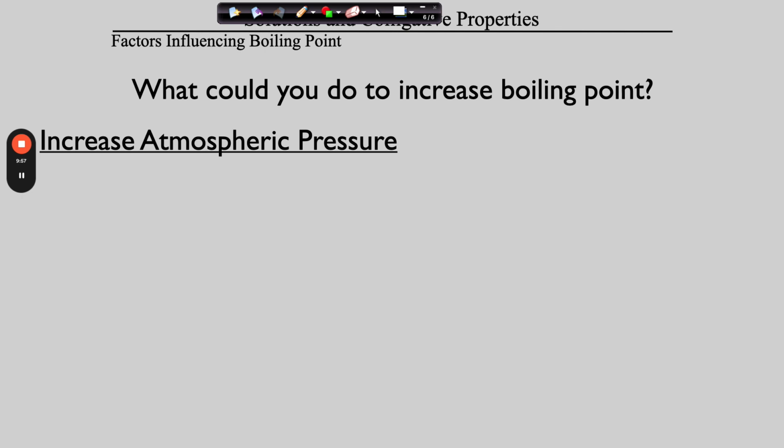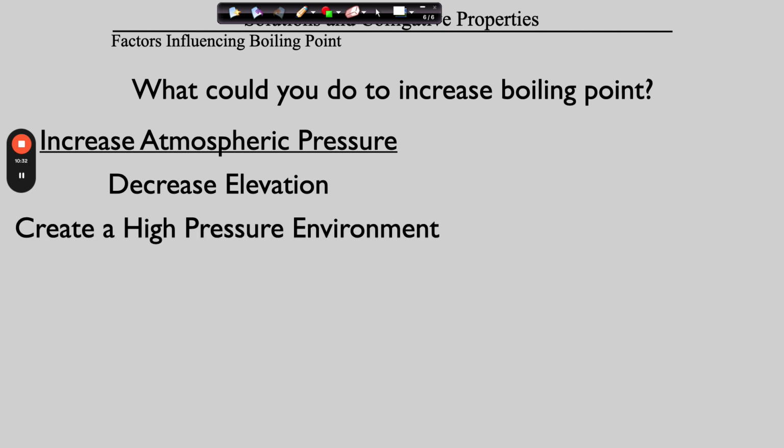So the first thing that we could do has to do with increasing atmospheric pressure. So guys, water in Utah boils at 96. What if we wanted to boil at a higher temperature? Well guys, what we could do is we could decrease elevation. We could go down to sea level, and then water would boil at a higher temperature. And that certainly would work. But guys, what if we wanted water to boil at a higher temperature here in Utah? Well guys, we can actually do that as well. And what we can do is we can create a high pressure environment.